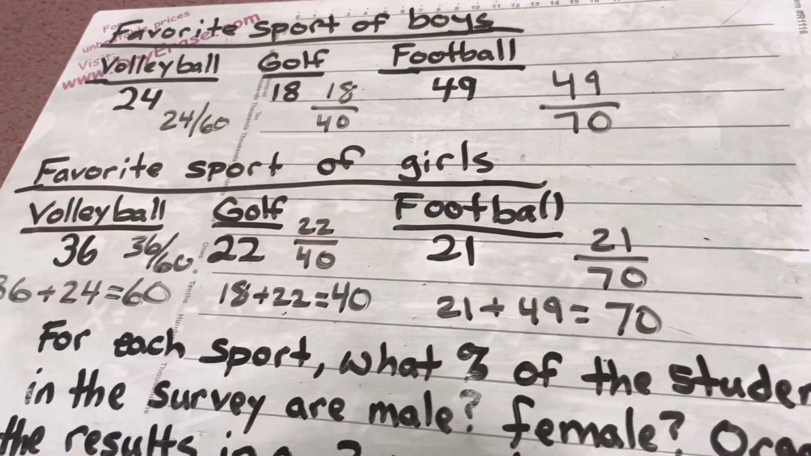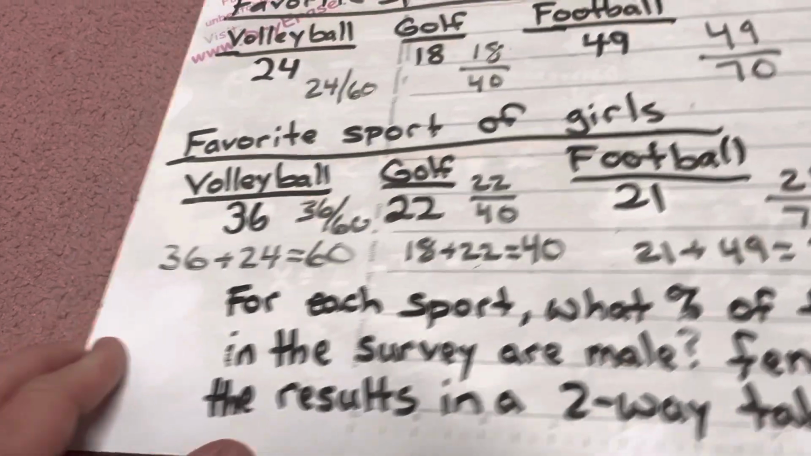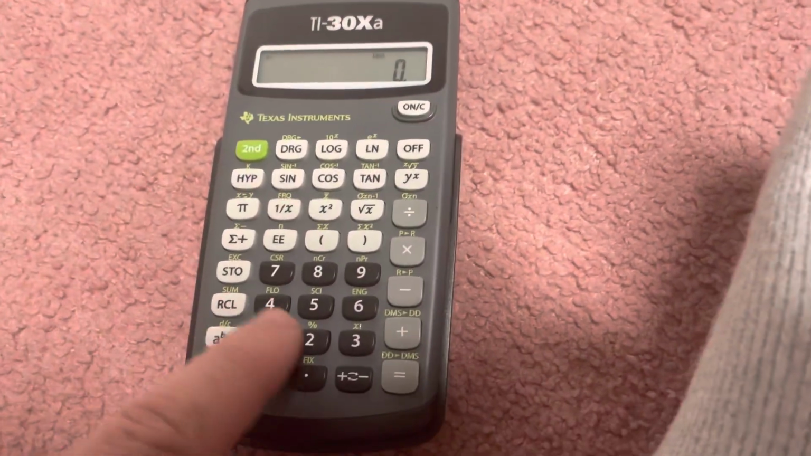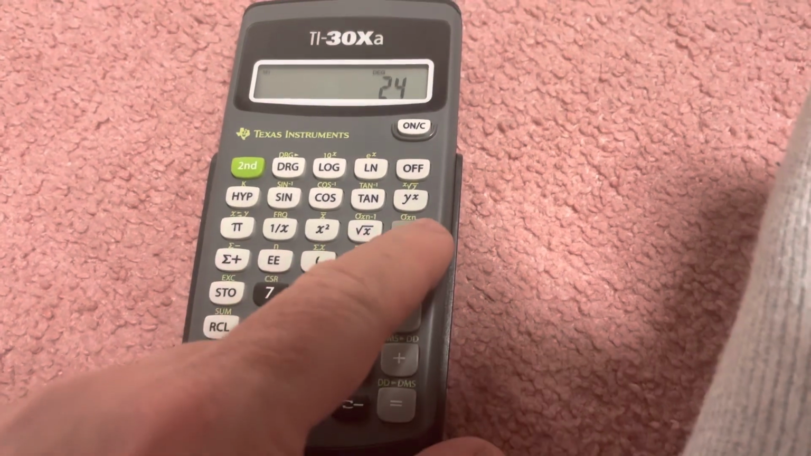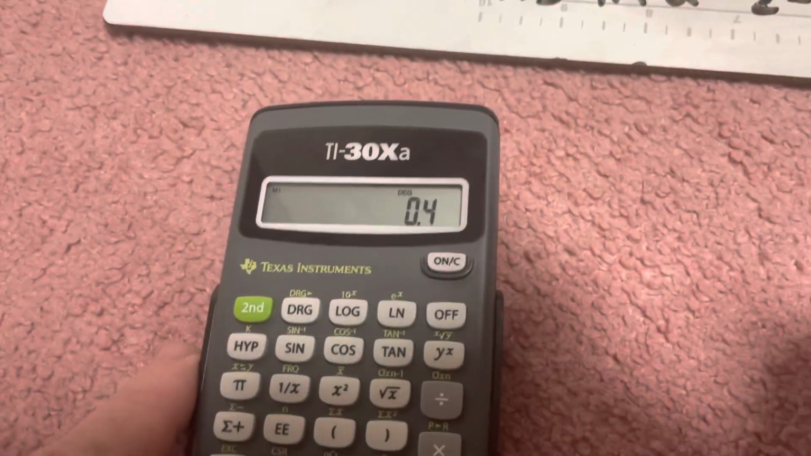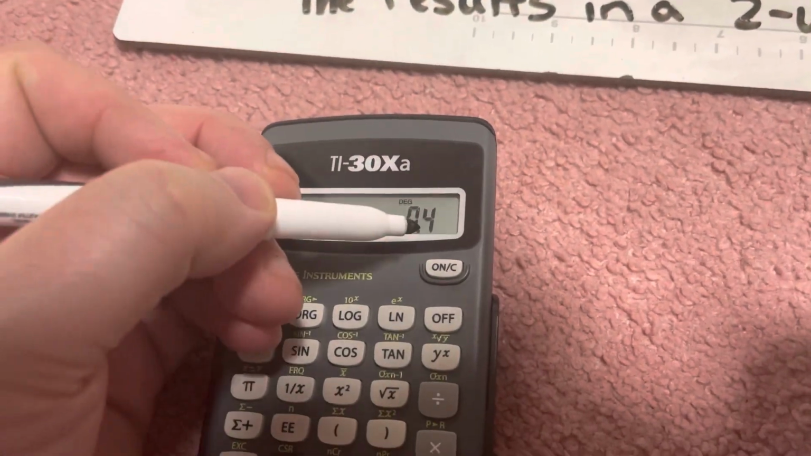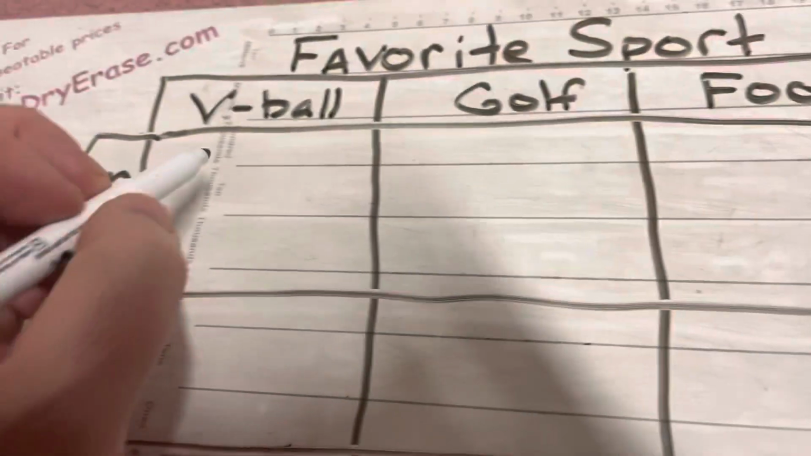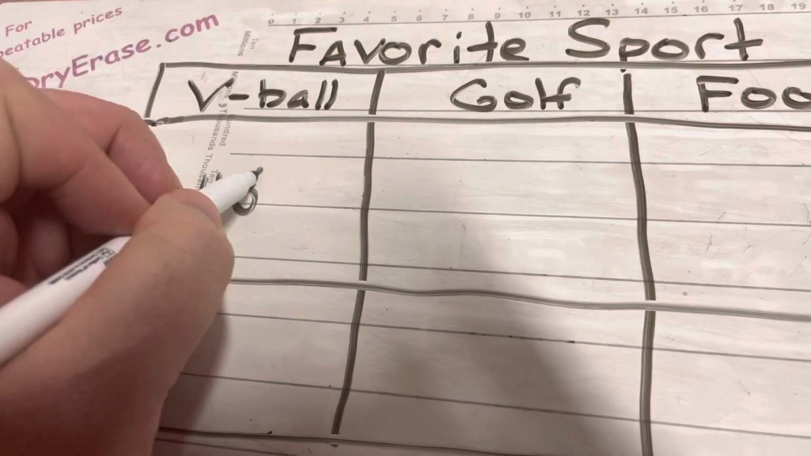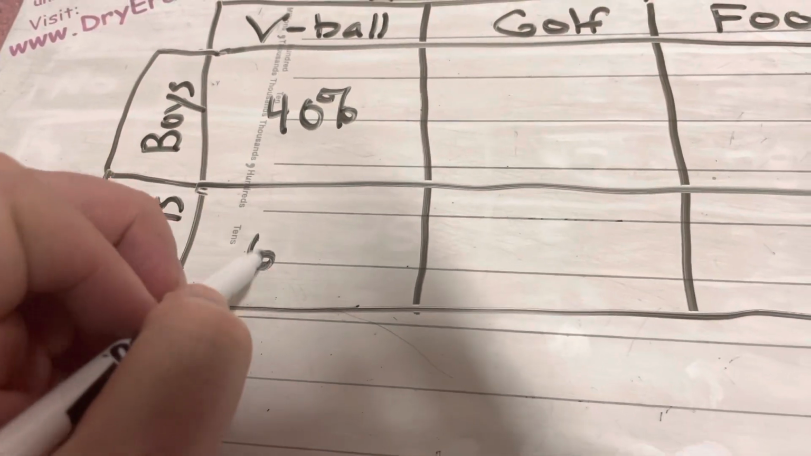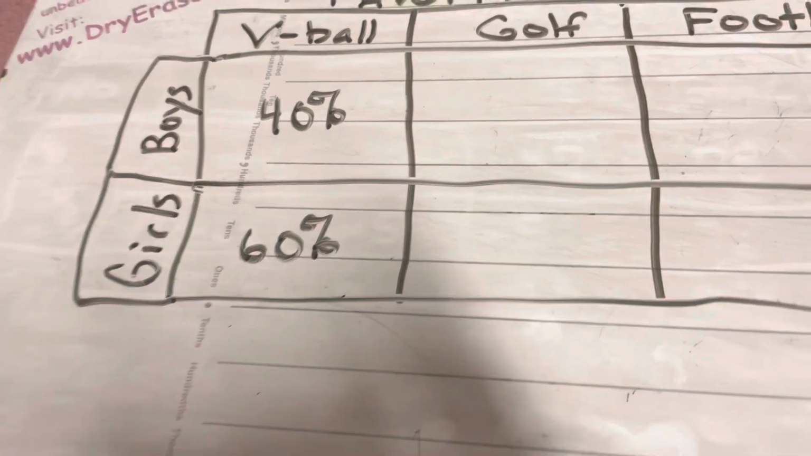All right, so now I have to figure out percentages. So 24 out of 60. I'm going to come here to my calculator. 24 out of 60 is 24 divided by 60, because I turn it into a decimal, and that's 0.4. If I move that 0.4 once, twice to the right, that's 40% of the people who selected volleyball were boys. It's got to be a total of 100%, so I know that 60% of those who selected volleyball were girls.